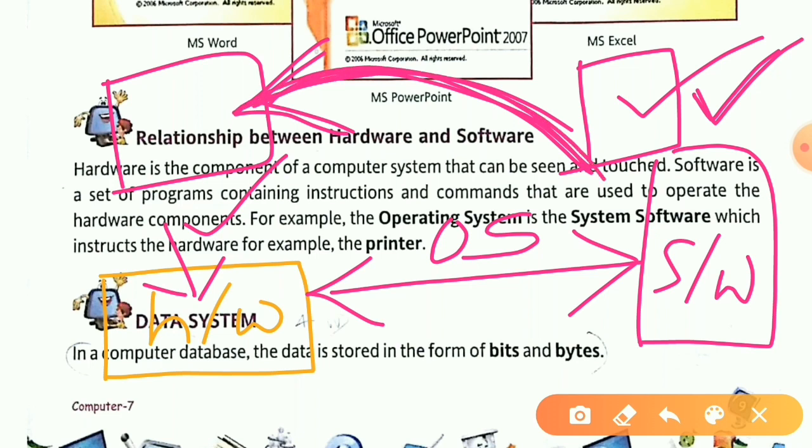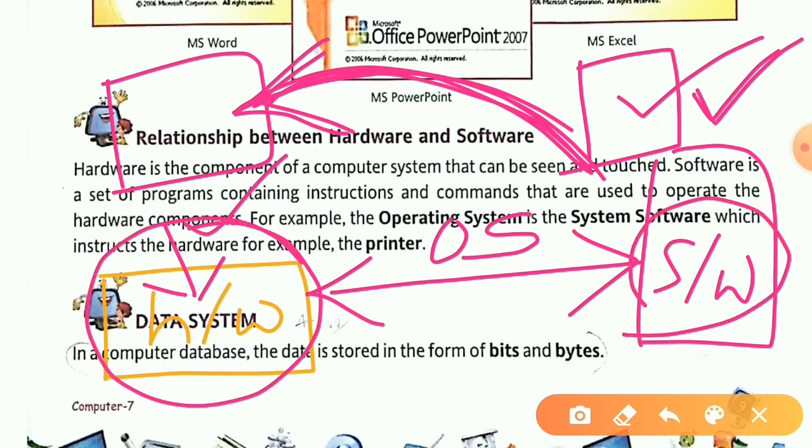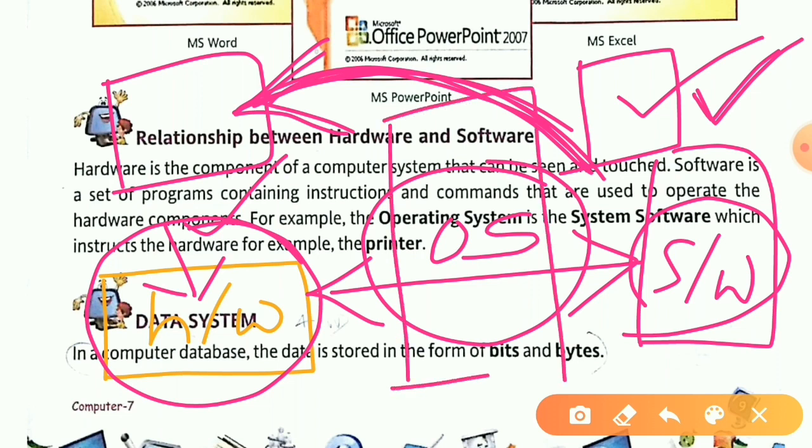Now see, there is again a question of how these softwares as well as hardwares are interlinked with a kind of software. In the upper portion we have studied two kinds of software. So when we talk about this middle portion, the operating system, these are your system softwares, and they are acting as a middle part.